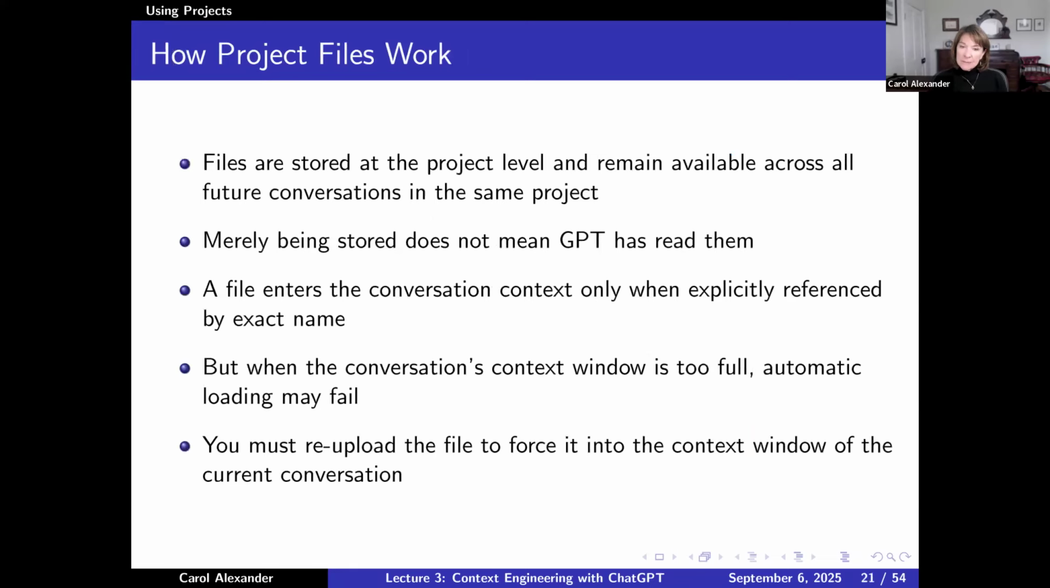Now, what about project files? Well, they're stored at the project level, not at the broader level of ChatGPT, so just within the project, and they're only available within the conversations of that project. A file enters the actual conversation context only when you give its exact name. So remember what the file names are and reference them when you want it to be loaded to the context window. But it doesn't always happen, because if the context window is too full, that automatic loading of a file isn't going to happen, and you have to manually reattach it into the current conversation. So you might have to do that, as it may not be able to load it.